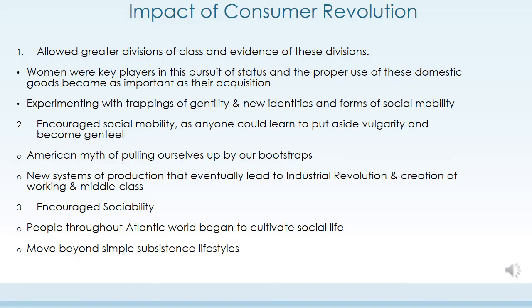And then the last important impact of the consumer revolution is that it really encouraged sociability. People throughout the Atlantic world began to cultivate this new social life. So, for example, matching sets of tableware and chairs underscored the symbolic equality of all of the guests that would come to their gatherings, and you would find more and more families hosting parties and large galas and events in the colonies.